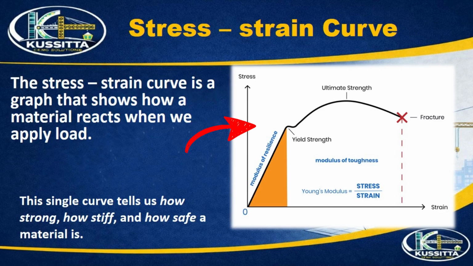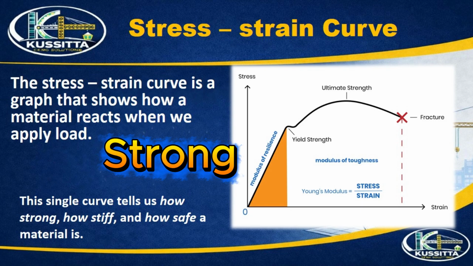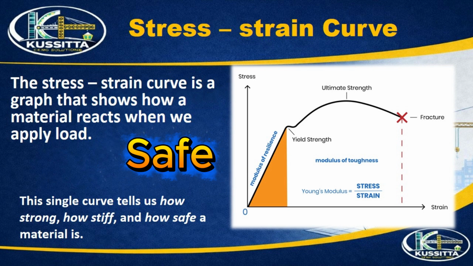On the vertical axis, we have stress, force per unit area. On the horizontal axis, we have strain, deformation per unit length. This curve is obtained from a laboratory test, usually a tensile test. This single curve tells us how strong, how stiff, and how safe a material is.